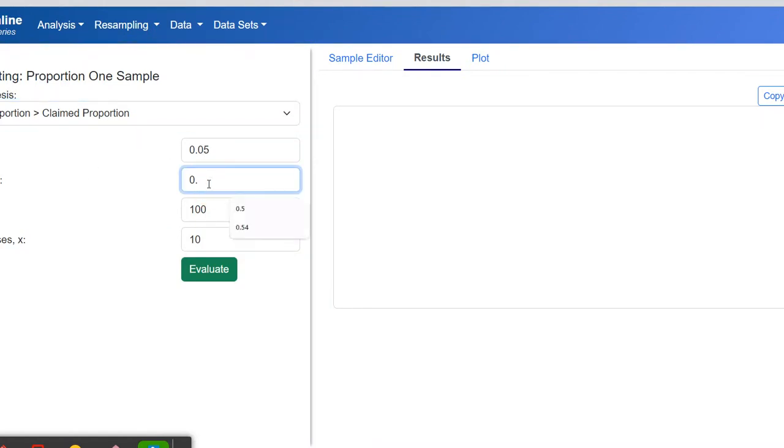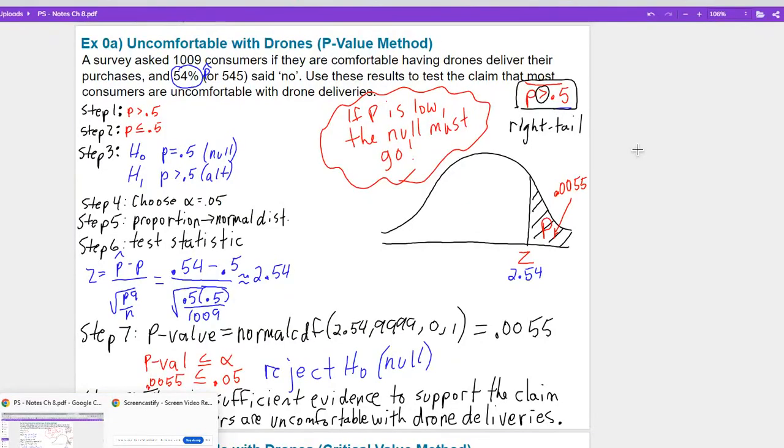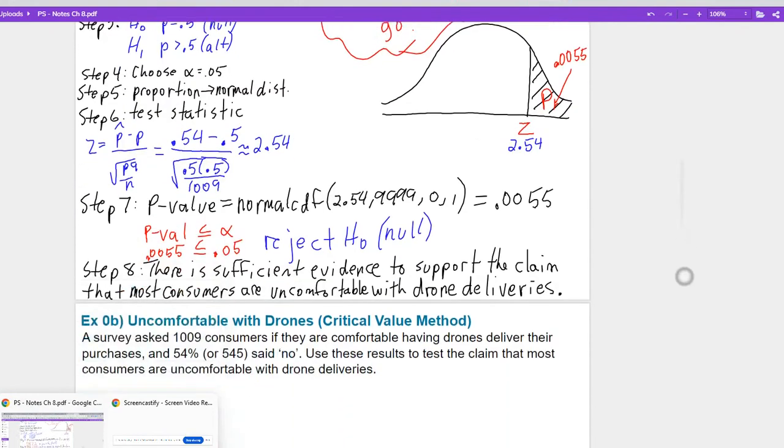The claimed proportion was 0.5. Sample size was 1009, and the number of successes, I believe, was 545. There we've got the same thing. Z is 2.55. Your p-value is this. It's very low. If the p is low, the null must go. Now that we've done one by hand, hopefully they'll speed up a little bit.